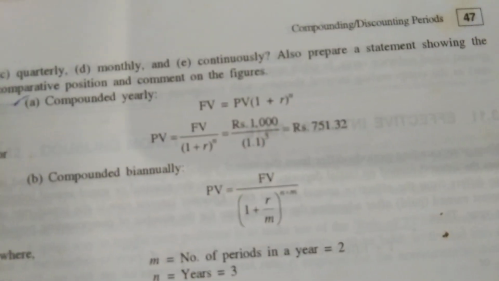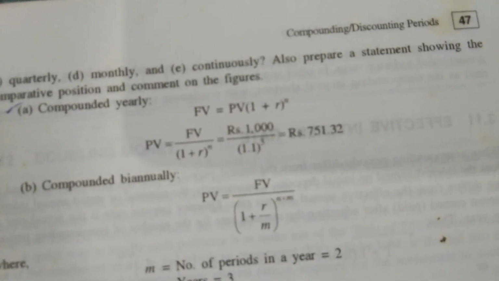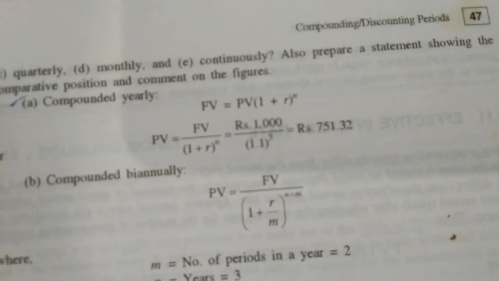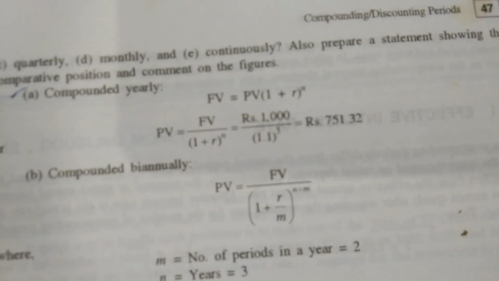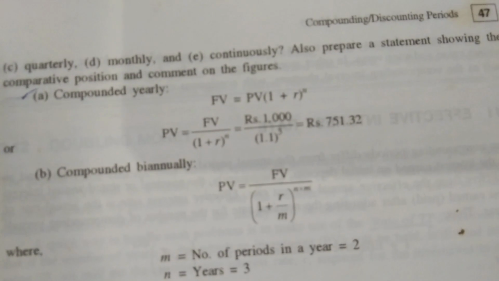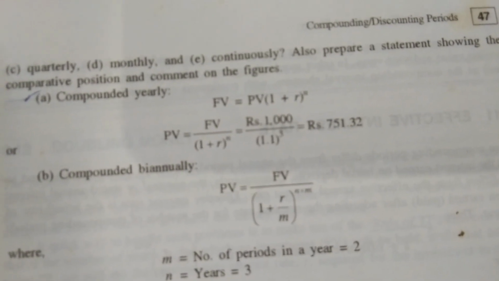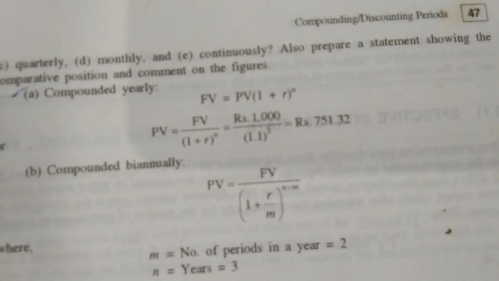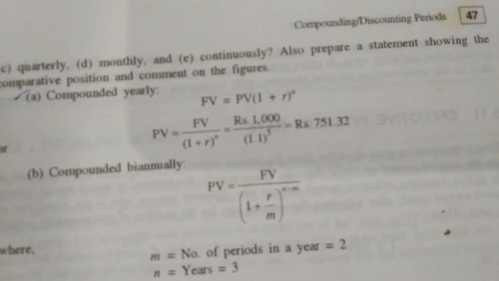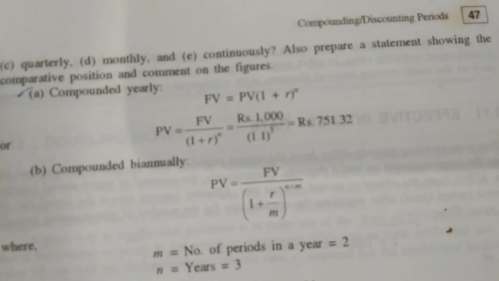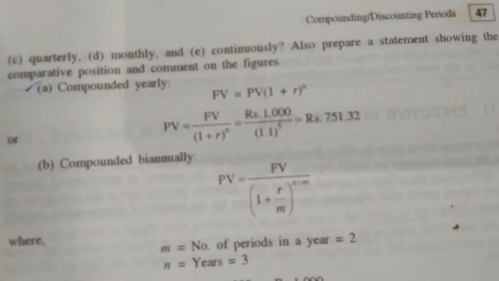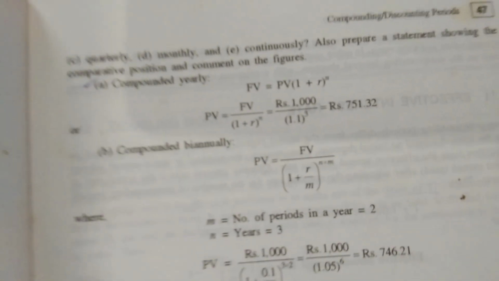Very simple. Suppose I tell you that I have invested 1 lakh at 10% for 5 years, then what will be the future value? FV equal to 1 lakh into (1 plus 0.10) to the power n, that is 5. Then automatically we will get the future value. Alternatively, if the future value is given, we can get the present value. Okay, now go to the sum.